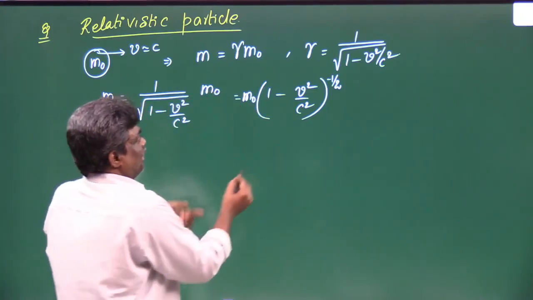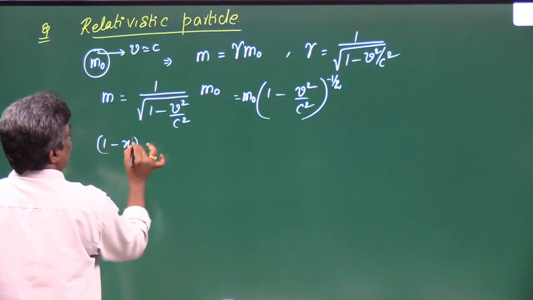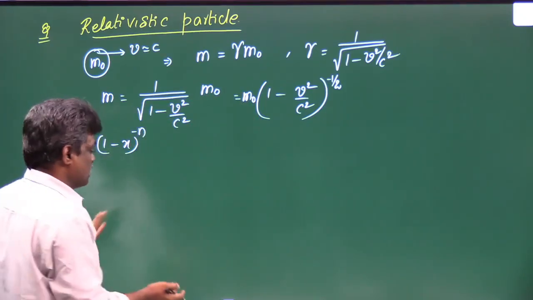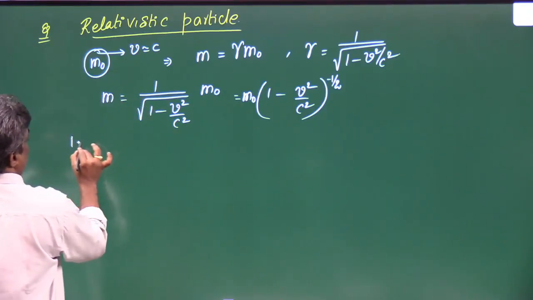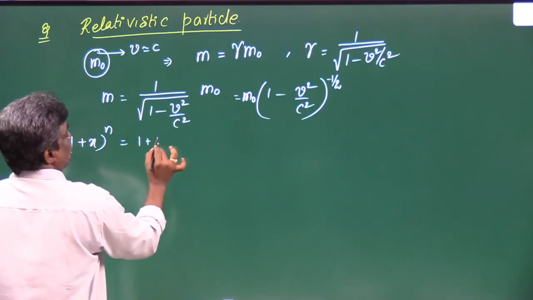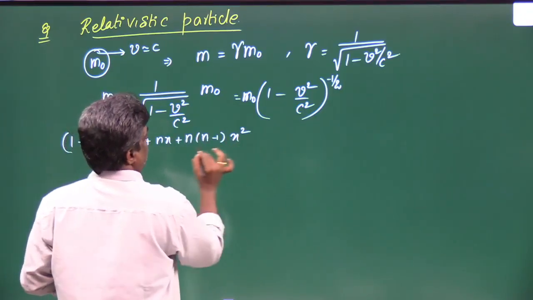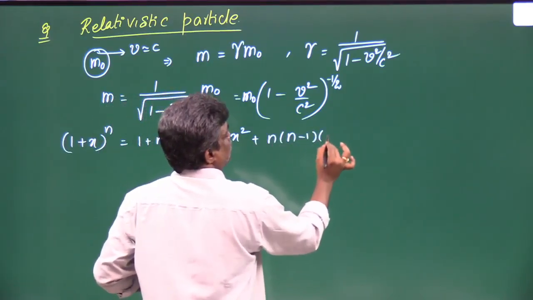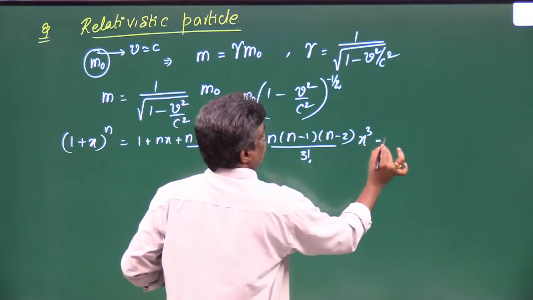That's it. Now just now I explained 1 minus x whole power minus n. If you are able to remember directly, please remember. Otherwise my advice is always don't learn all the things by heart. 1 plus x whole power n equals 1 plus nx plus n into n minus 1 x square by 2 factorial plus n into n minus 1 into n minus 2 by 3 factorial x cube, and so on.